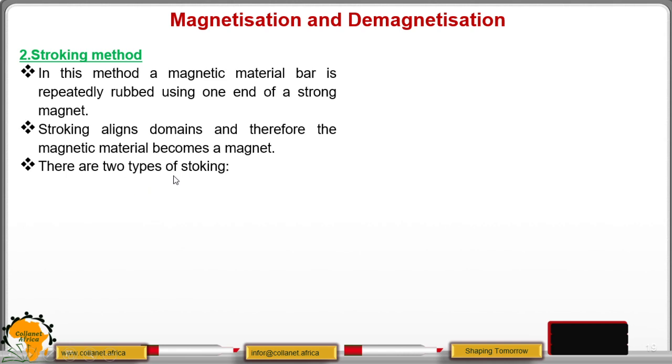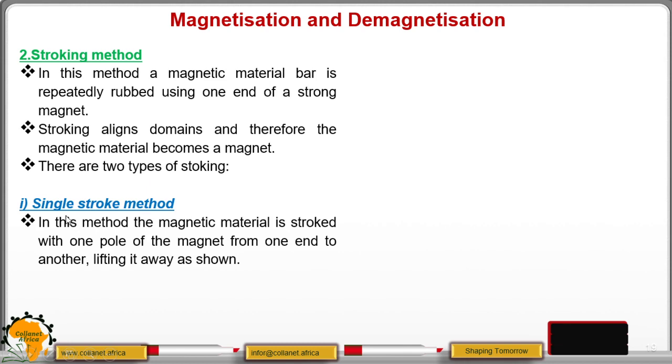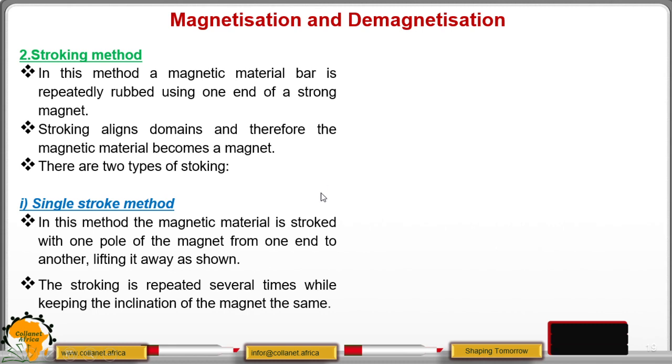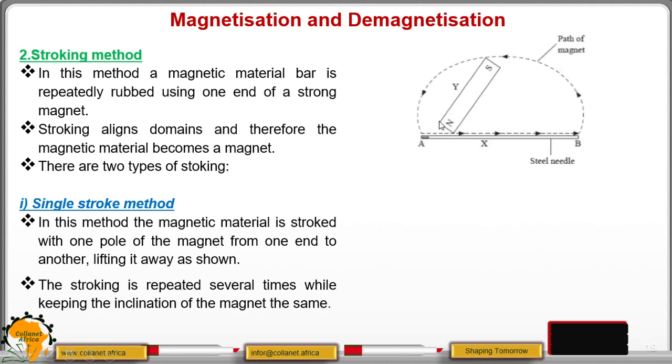We have 2 types of stroking: single stroke and double stroke. So we start with the single stroke. In this method, the magnetic material is rubbed or stroked with one pole of the magnet from one end to another, lifting it away as shown in this diagram. So we are starting from end A, we stroke, we rub, then you lift, and you ensure that you are using the one pole.